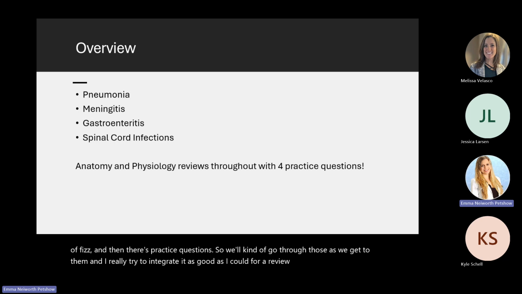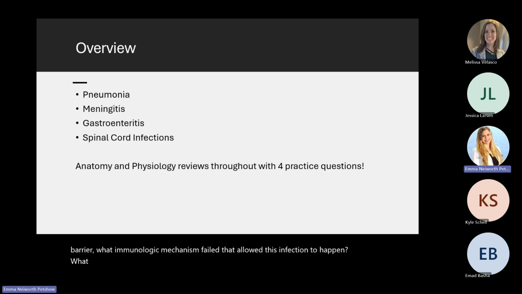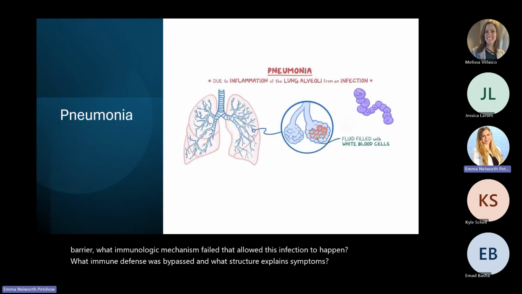When we're thinking about each question, when we get there, I want you thinking about barrier failure. So what barrier, what immunologic mechanism failed that allowed this infection to happen? What immune defense was bypassed? And what structure explains symptoms? That's how we're going to tie in our anatomy.